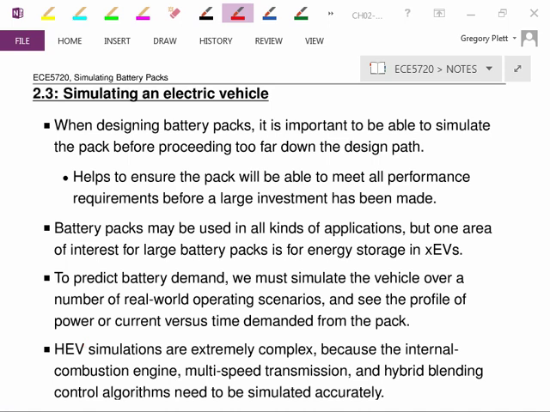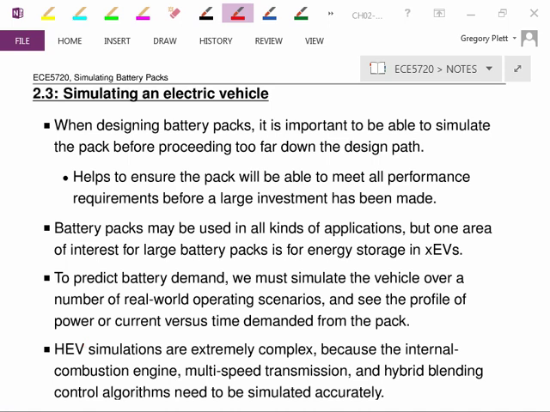We want to be able to get a pretty good idea of the size required for that battery pack before we start building anything. Batteries are expensive, and engineering time is expensive. Building circuitry is expensive to prototype, so it's important to be able to simulate the pack as well as the application that the pack will be used in before going too far down your design path. And so this is going to help ensure that the pack is going to be able to meet all of the performance requirements before we make a very large investment.